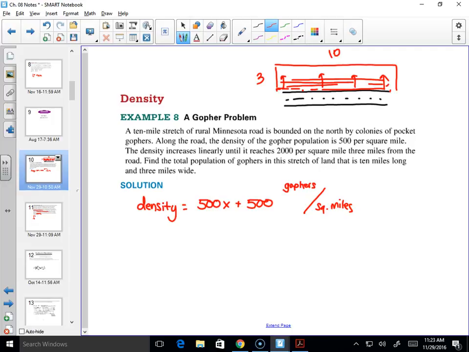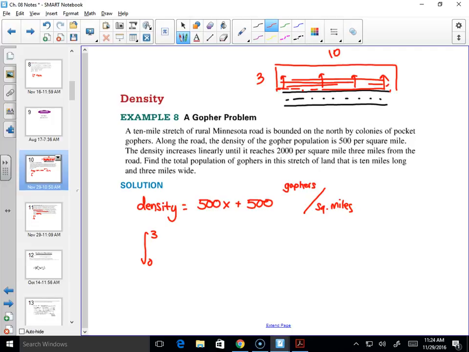So we need to go from, wait, what are our bounds? Is it 0 to 1 or 0 to 3? We are extending out 3 miles, but hold on, does the 10 have any bearing? Probably not. Maybe. No, if there's only a 10-mile stretch of road. Why does the 10 have a bearing? You multiply by it. Isn't it in square miles?